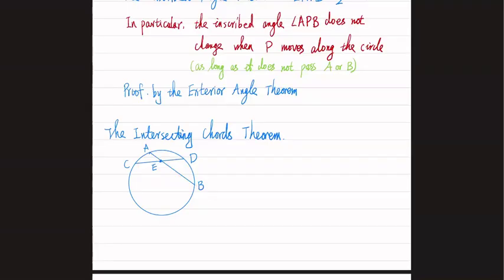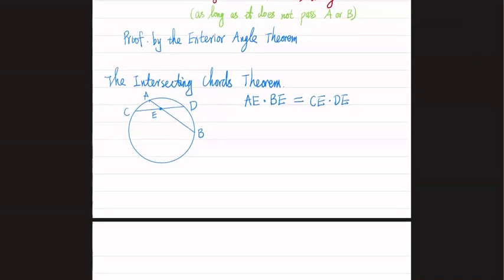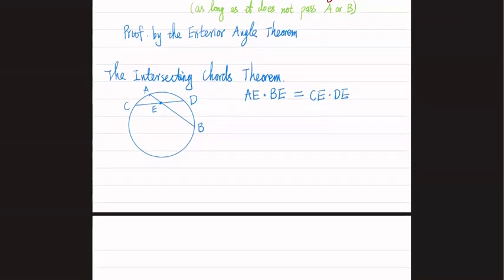The theorem states that the product of the two intersecting chord segments, AE times BE, CE times DE, the product is the same. Okay, so how do we prove this?